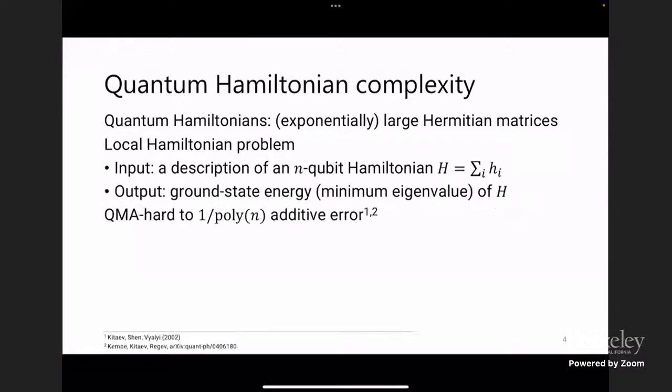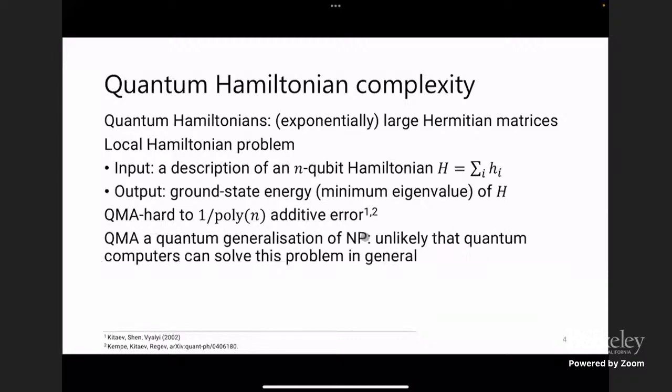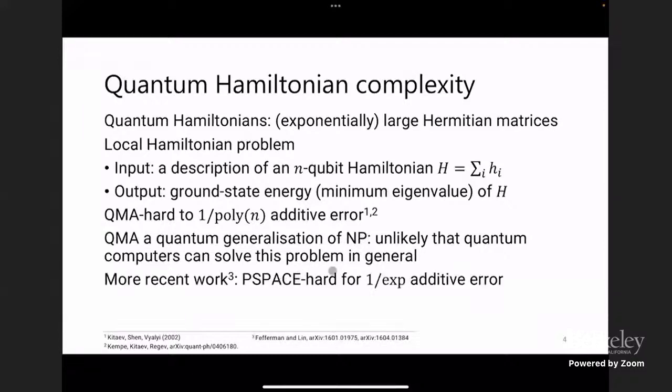Kitaev showed way back in 2001, 2002, that it's QMA hard to solve this problem if you care about inverse polynomial additive error. QMA is a quantum generalization of the class NP, so it's unlikely that quantum computers can solve this problem in general. More recently, this problem has been studied for inverse exponential additive error, and it was shown to be PSPACE hard. It was actually shown to be PSPACE complete. This is what we call the precise regime, because we are interested in really precise estimates of the ground state energy.